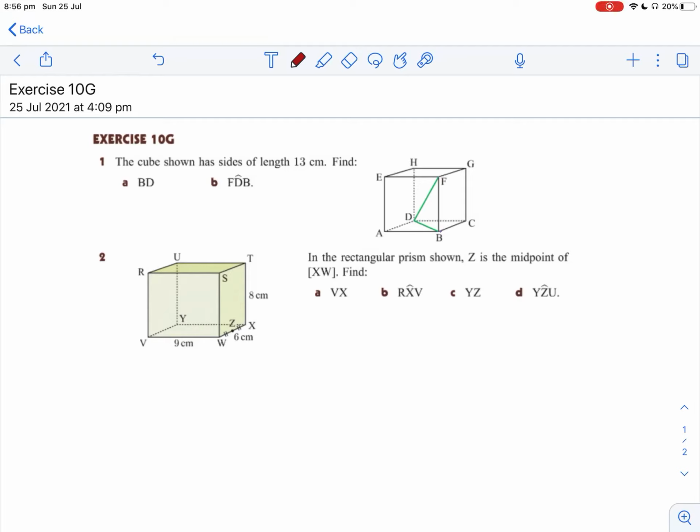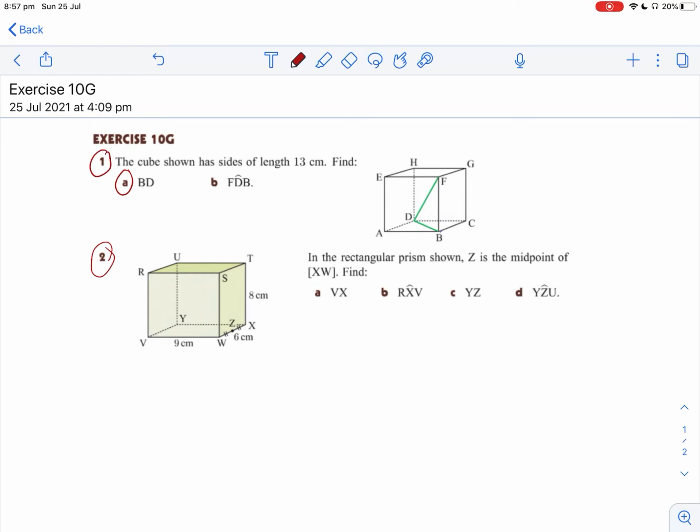Hi everyone, now we're moving on to problems with 3D shapes. So exercise 6G, I'm going to do question 1A and 1B for you guys so that you guys can then have a go at question 2A and B.